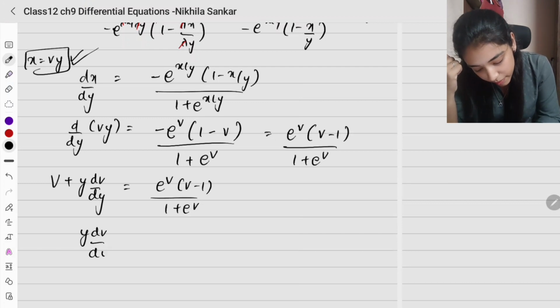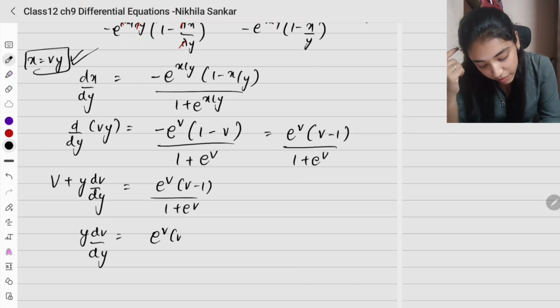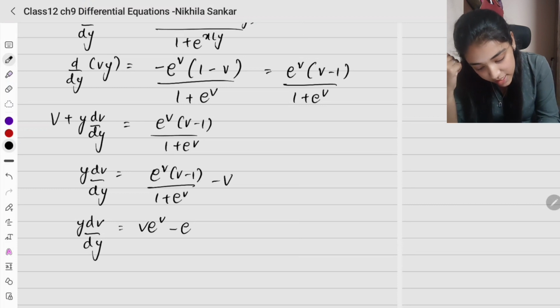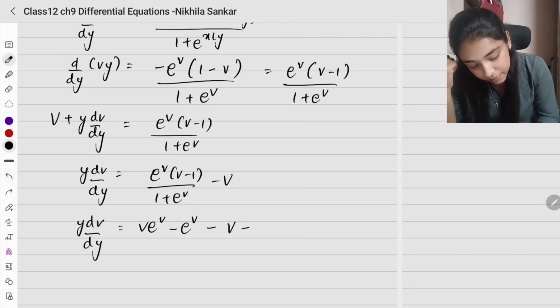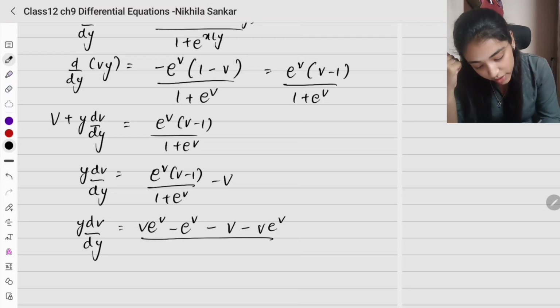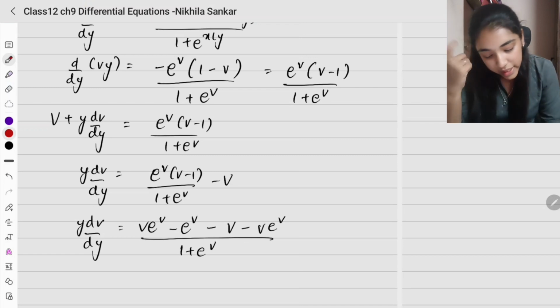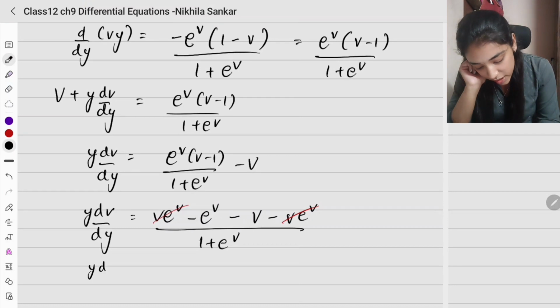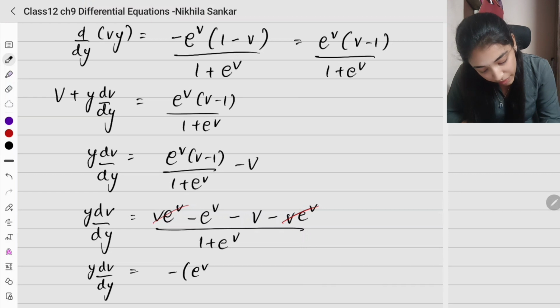Now y dv by dy equals, bringing v to this side, e to the power v minus 1 divided by 1 plus e to the power v, minus v. Now taking LCM on both sides, I have dv by dy equals v e to the power v minus e to the power v minus v, plus minus v e to the power v, the whole divided by 1 plus e to the power v. Something must cancel. So what happens? These two cancel. Okay, what is my numerator now? y dv by dy equals minus of (e to the power v plus 1) divided by 1 plus e to the power v.